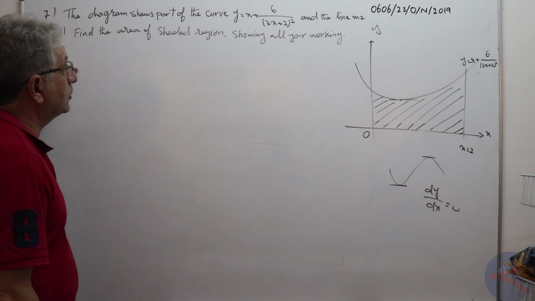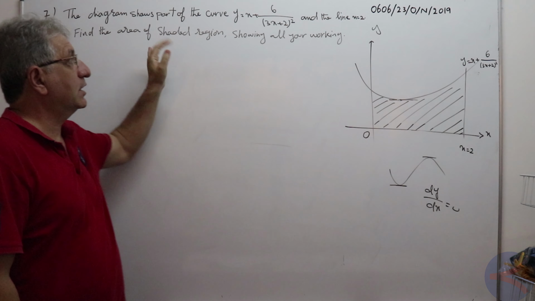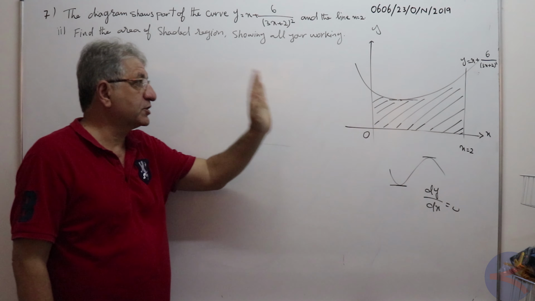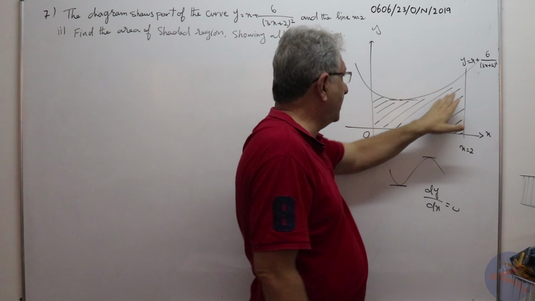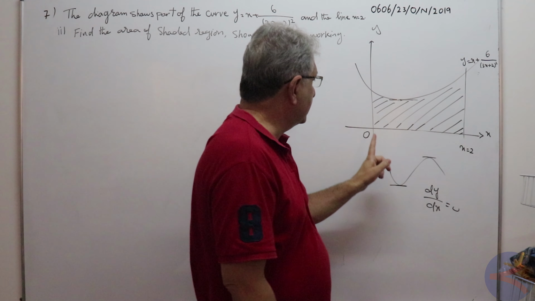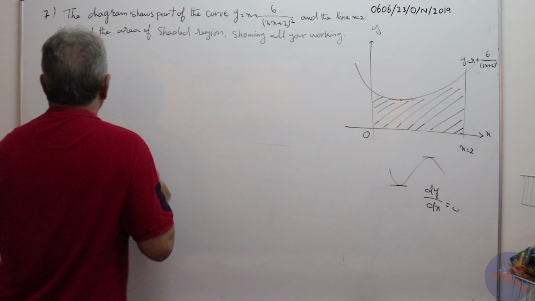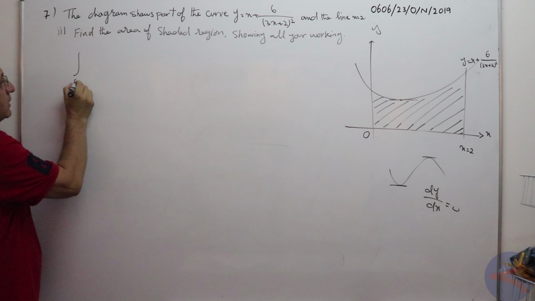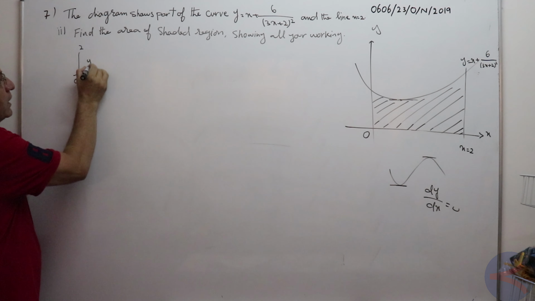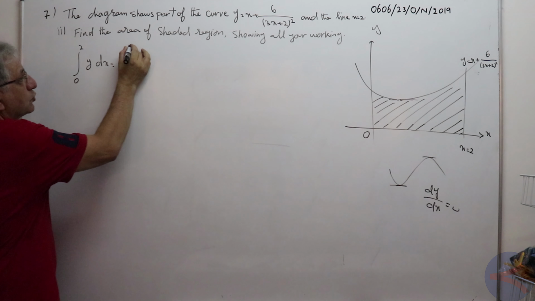Okay, now we are going to do the second part of the same question. This part is asking us to find the area of the shaded region. He wants the area of this part. We know that area under the curve is integration, therefore we have to integrate from 0 to 2 this function. Therefore we have to integrate from 0 to 2 y dx. So this is the integration from 0 to 2.